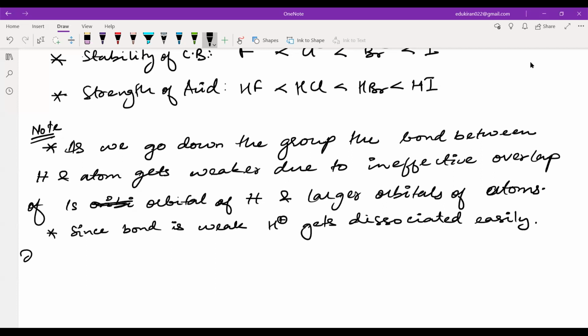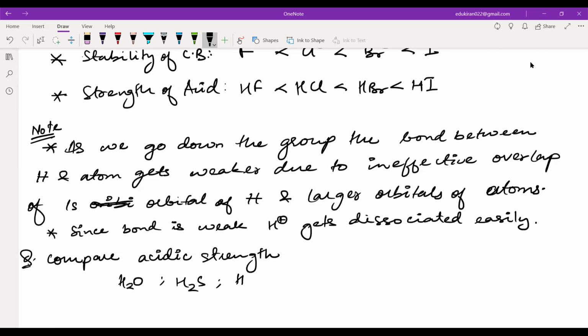Similarly, you can write a question. Compare acidic strength. Compare the acidic strength of the group 16 element, what are those? H2O, followed by H2S, followed by H2Se, say H2Te, and H2Po.